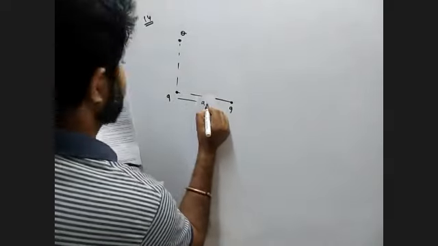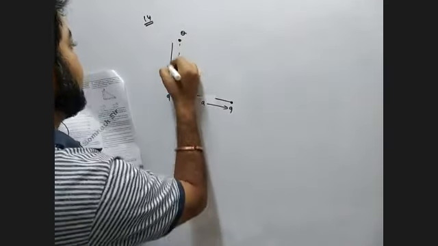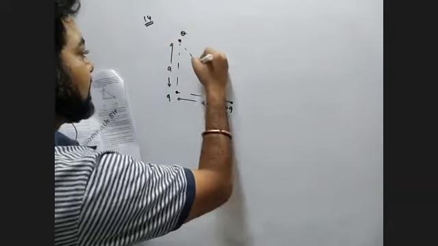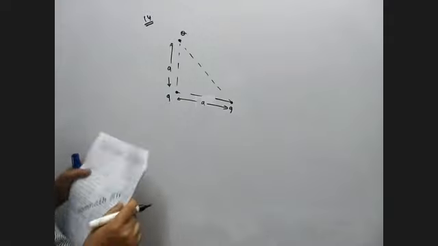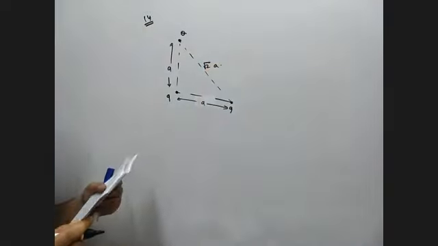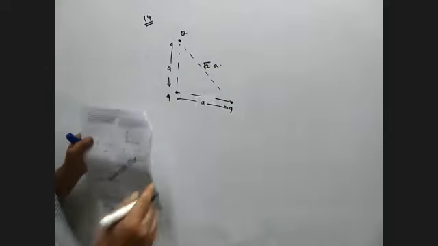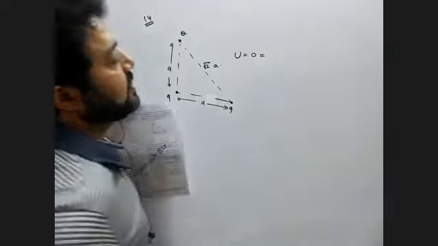So this distance is given A. This distance is also given A. So anyone tell me what about this distance? What can we write here? A root 2. Root 2A. Now the net electrostatic energy of the configuration is 0.